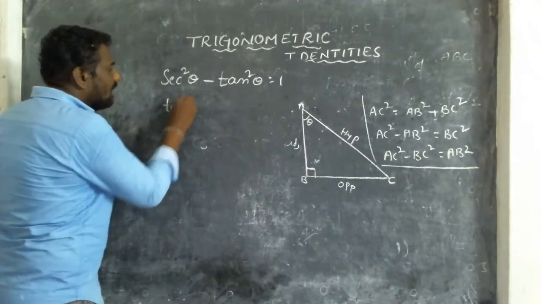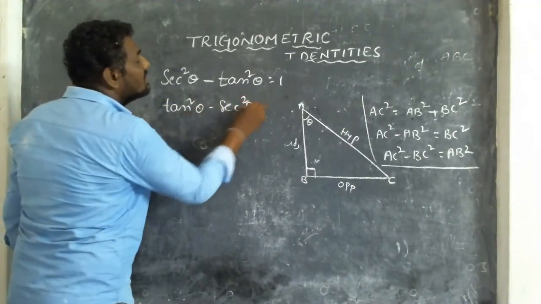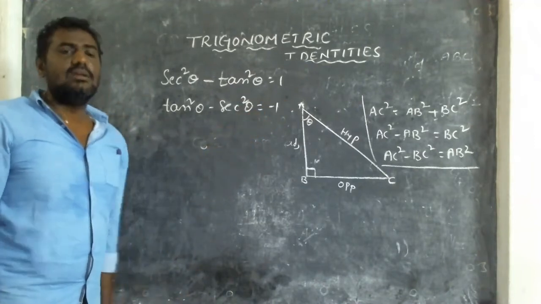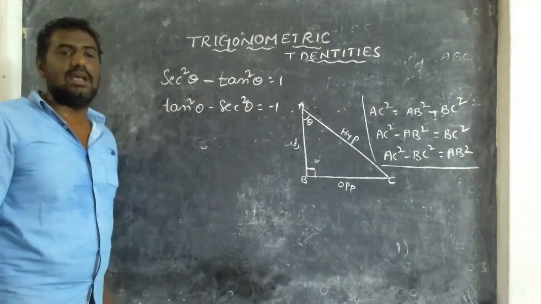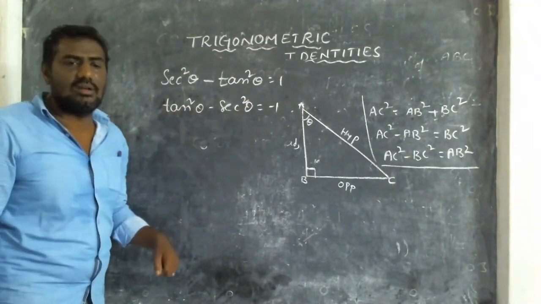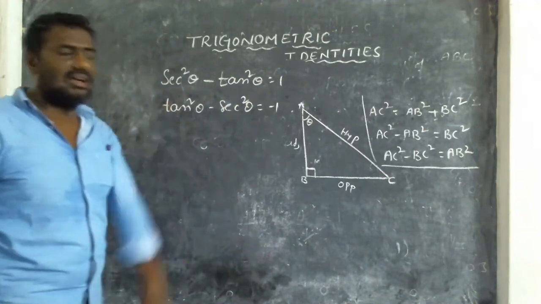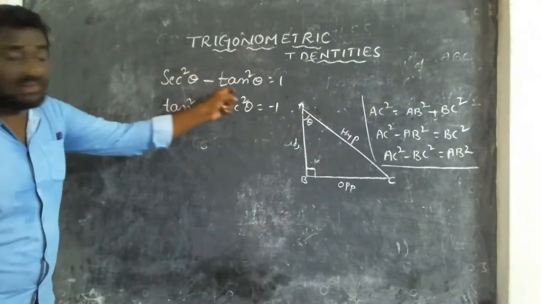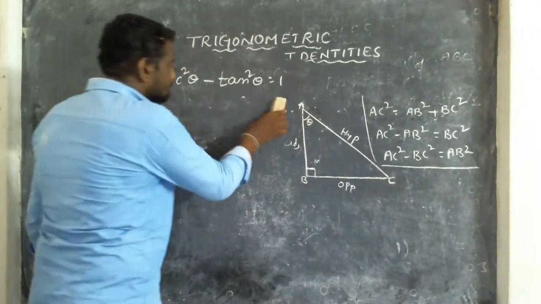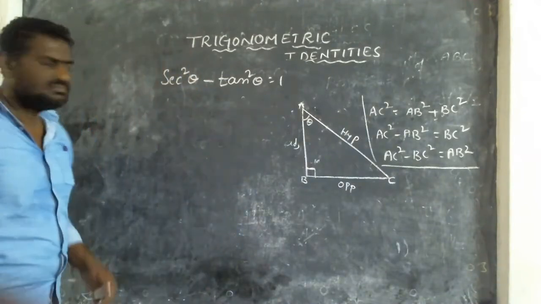Sec square minus tan square equals sec square minus 1? No, that is minus 1, not plus 1. Keep it in your mind. In multiple choice questions, MCQ questions, state board children, they will be asking a 1 mark question: what is the value of tan square minus sec square? Answer is minus 1. Sec square minus tan square is only 1. So children, keep it in your mind. Now we'll go for the proof.